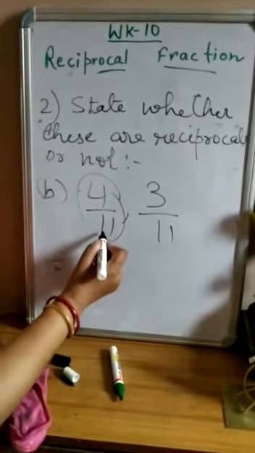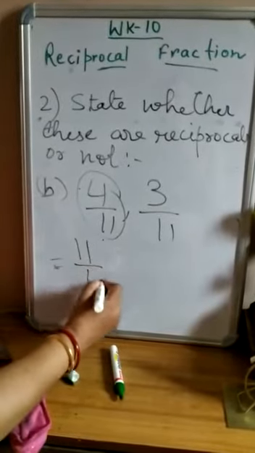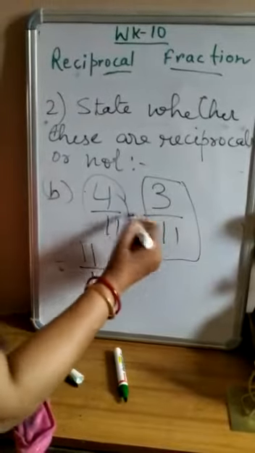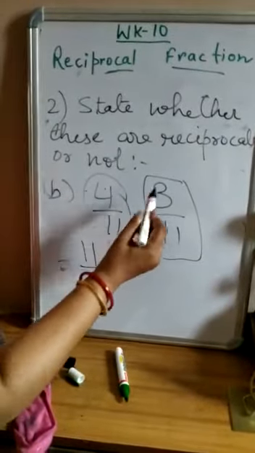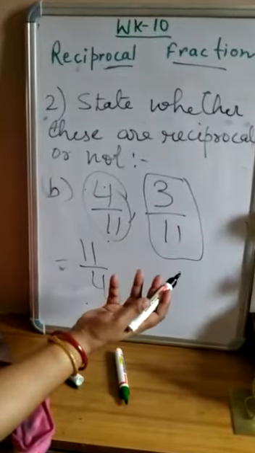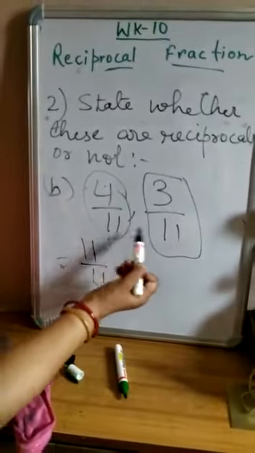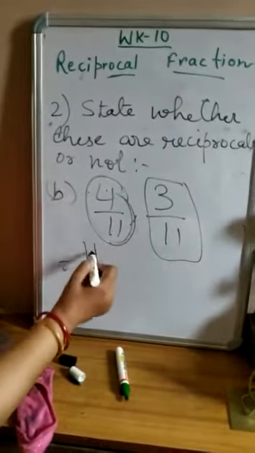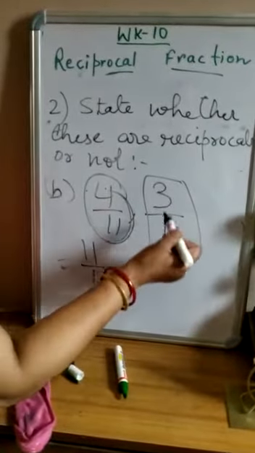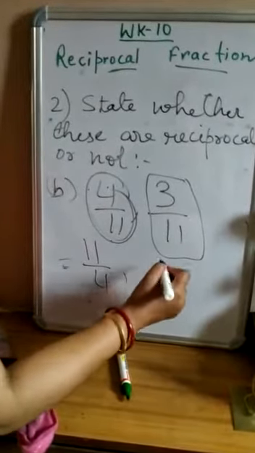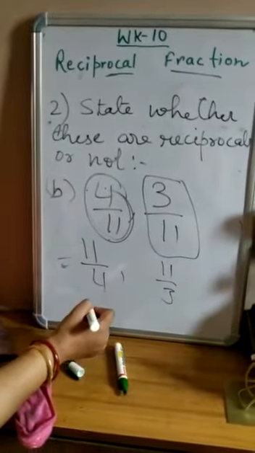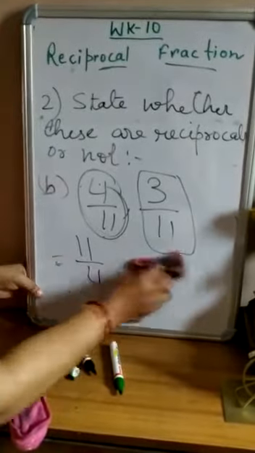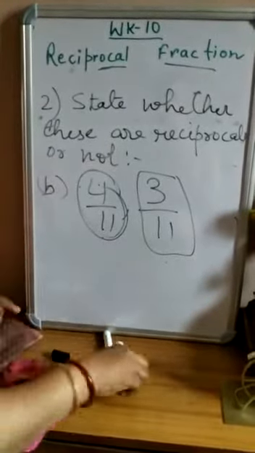What is the reciprocal? We interchange the position of denominator and numerator. So the reciprocal of 4 by 11 is 11 by 4. And here it is written 3 by 11. Are 4 by 11 and 3 by 11 reciprocal to each other? No. Here these are like fractions. Their denominators are the same. They are not reciprocal to each other. The reciprocal of 4 by 11 is 11 by 4, and the reciprocal of 3 by 11 is 11 by 3. So the answer is they are not reciprocal to each other.